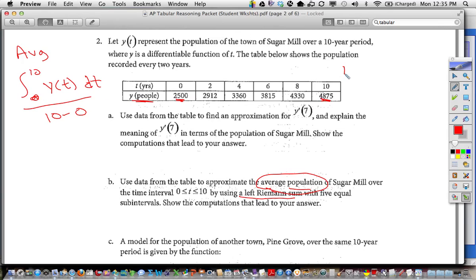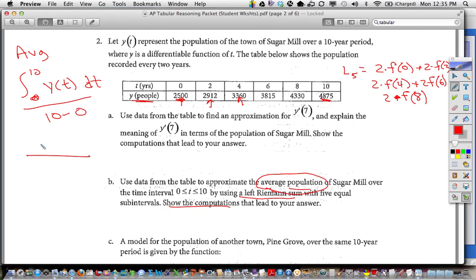So tell me what L5 would be in this case. Tell me what I would write to write it out, because it says show your computations. 2 times, or I could put f of 0. You'd be perfectly fine to write 2,500. That'd be fine. Okay, you don't have to do the f notation. And then 2 times f of 2, 2 times f of 4, 2 times f of 6, 2 times f of 8, and that should be your last one, right? Because it's a left, so you don't do f of 10. Which would be 2 times 2,500, 2 times 2912, 2 times this, 2 times this.